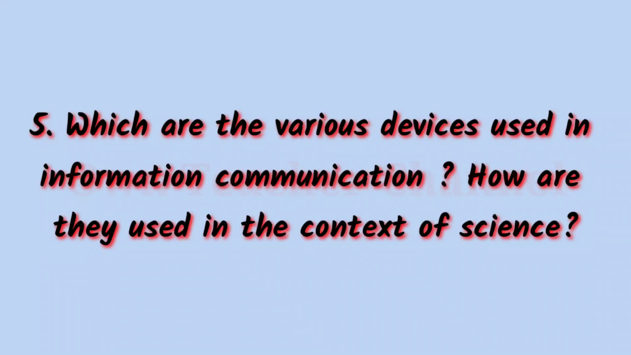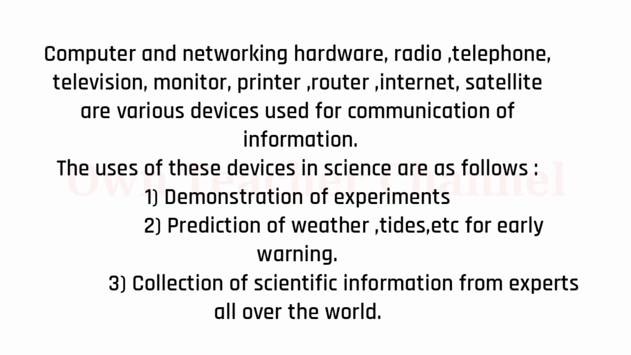5. Which are the various devices used in information communication? How are they used in the context of science? Computer and networking hardware, radio, telephone, television, monitor, printer, router, internet, satellite are various devices used for communication of information.